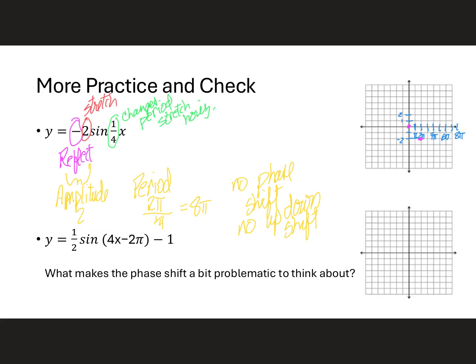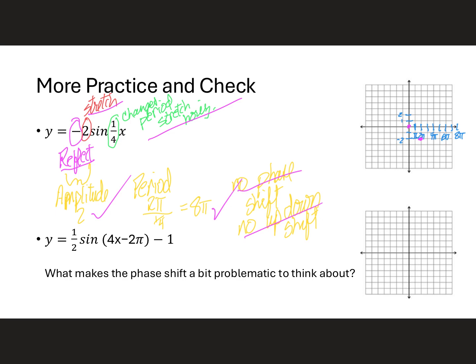And so now we've figured out everything on this function here. We know where it reflects, we figured the stretch, we know the period changes, and we figured out there's no phase shift and no up-down shift. Calculating the amplitude and the period, we do that, and now we can use our keys.